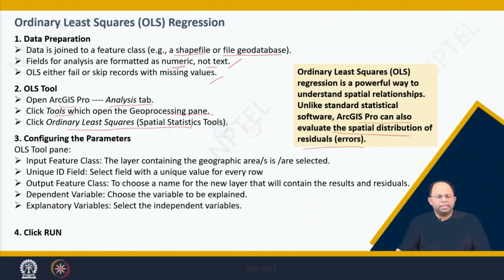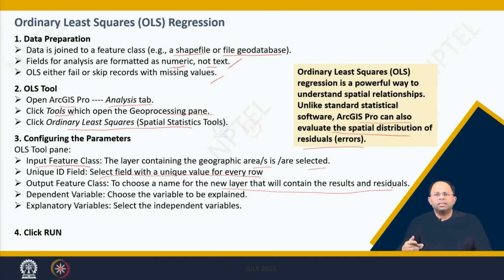Within that ordinary least squares tool, there are several fields that we have to fill up. The first field is of course the input feature class, which tells us which layer we have to open, the layer containing the geographic areas that are selected. So that has to be chosen first. That means the layer in which we would be working. Then we have to select one unique ID field, almost like a primary key, since in each GIS table each feature has a unique ID. We can select the field with a unique value for every row, and then the output feature class has to be selected to choose a name for the new layer that will contain the results and the residuals.